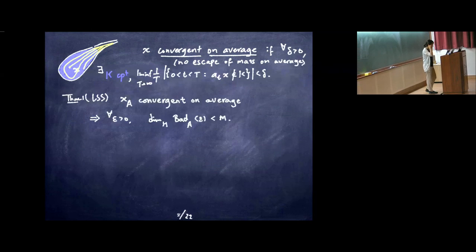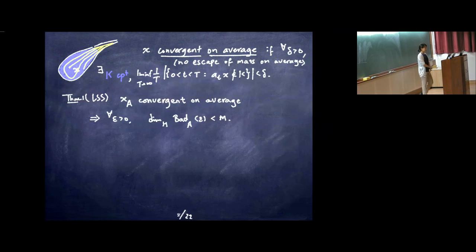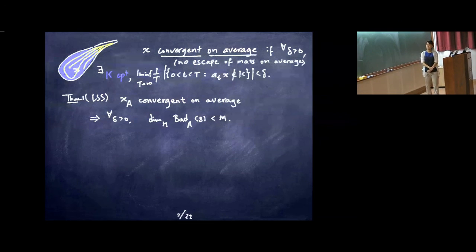And so what we really showed, this first theorem by Ian Rishapiran and Nicolas de Saxe, is that if x_A is convergent on average, then for every epsilon, the Hausdorff dimension of the epsilon-best set for A is not full.